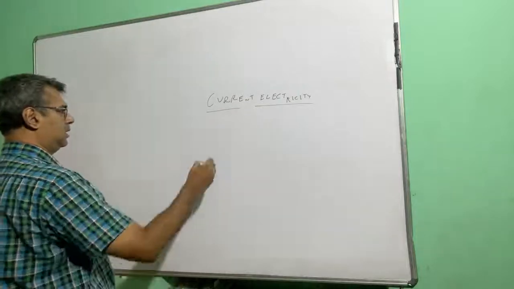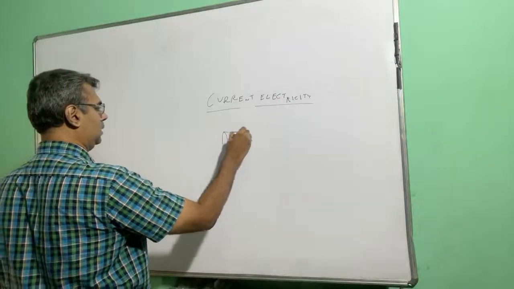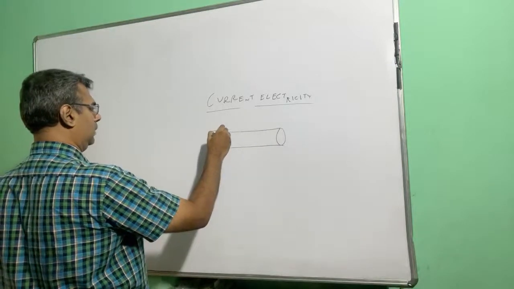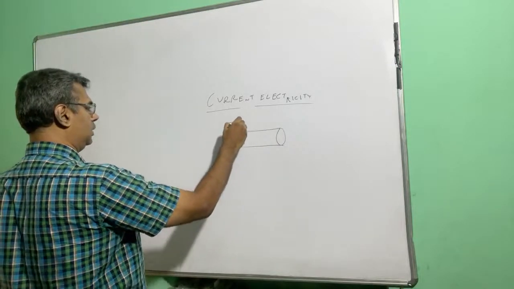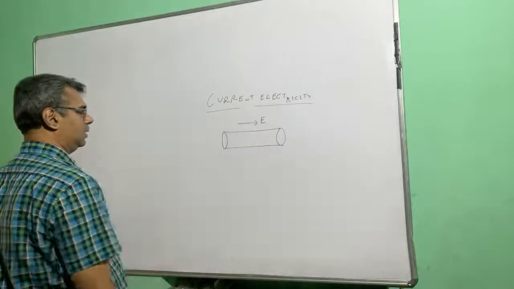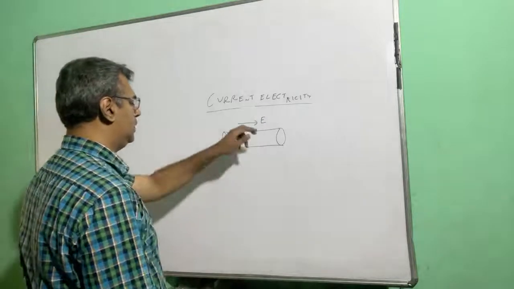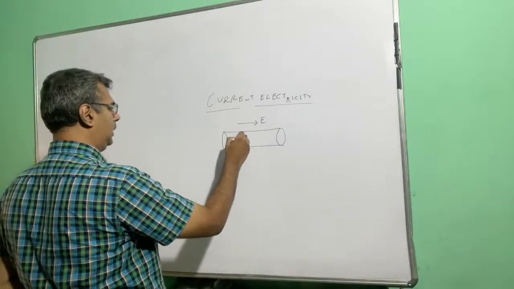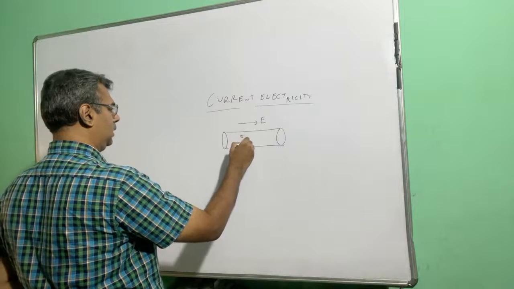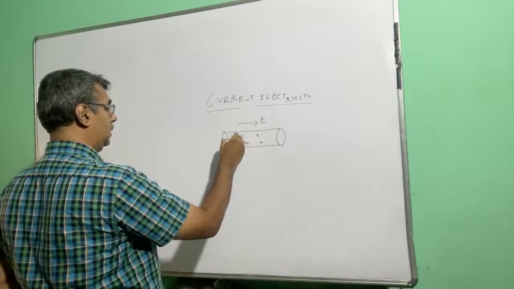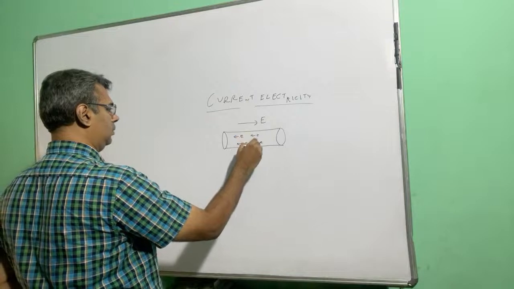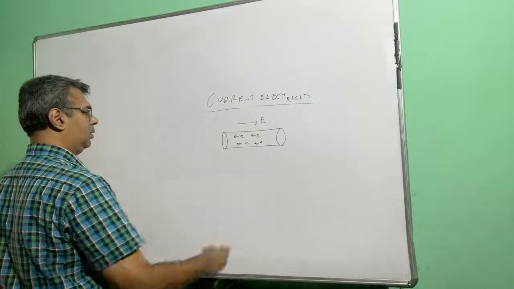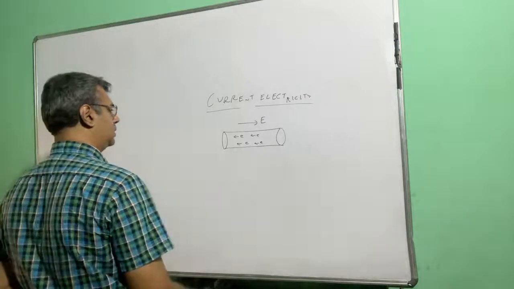So basically what happens is that suppose there is a conductor and you have managed to apply an electric field on this conductor. So E is the electric field which has been applied on this conductor. The moment you apply the electric field, you know that the conductor has got free electrons. So all the free electrons will move opposite to the field. So you have applied one field, all the electrons will move opposite to the field like this.